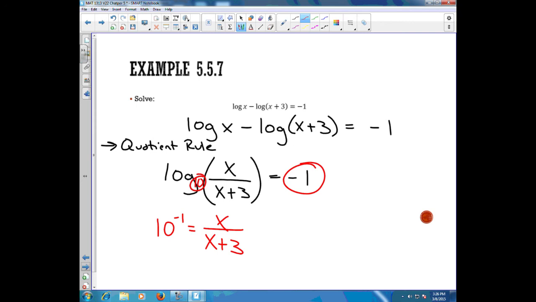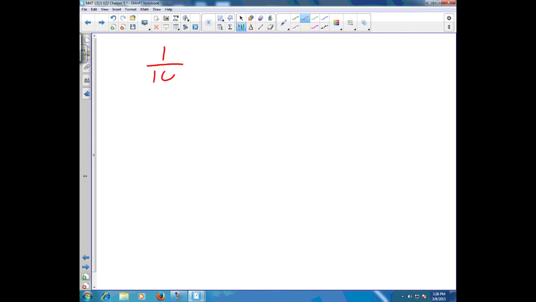So now we can solve this. Well, first, let's just rewrite 10 to the minus 1 as 1 over 10. The negative exponent just moves it across the division side. And now we're going to take this equation and move it to the next page. And so we get 1 over 10 is equal to x over x plus 3.